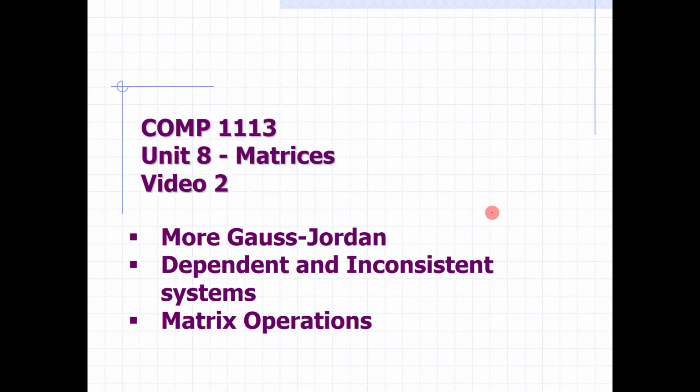Hey, Comp 1113, here we are, Unit 8, continuing on with matrices. We'll do another example of Gauss-Jordan elimination. Then we'll talk about the cases where it can fail. And then we'll work on some basic matrix operations. So let's get right to it.